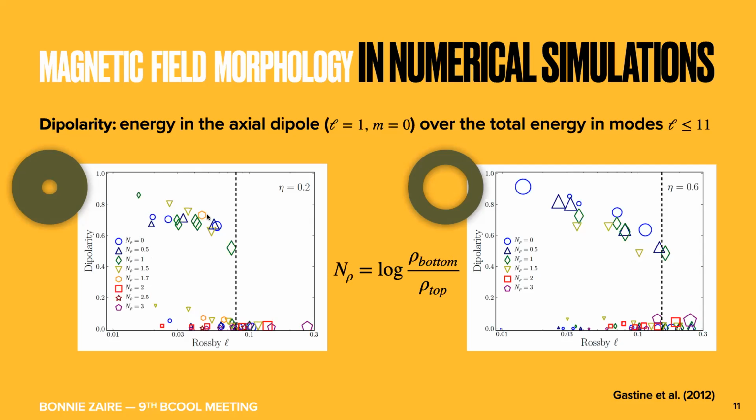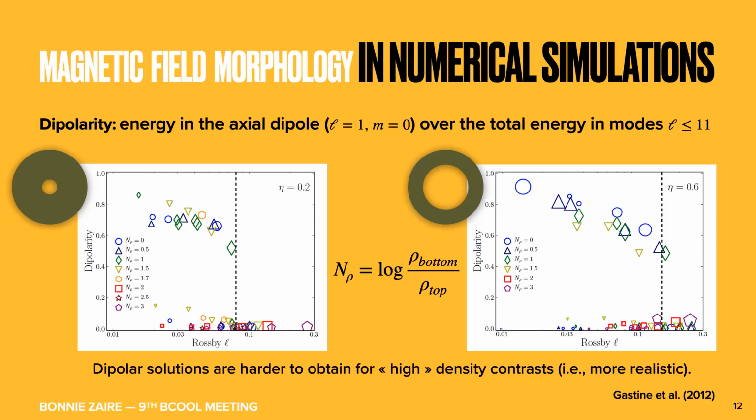So we have strong dipoles at low Rossby number, and as we increase Rossby number, we transit to a more complex morphology. But if we now look at the strongly stratified, these reddish symbols here, we see that even at low Rossby numbers, we don't get these strong dipolar solutions. So we had very few simulations that could achieve strong dipoles in this low Rossby regime with high density contrast, which tends to be more realistic, as in stars we have higher density contrast than that.